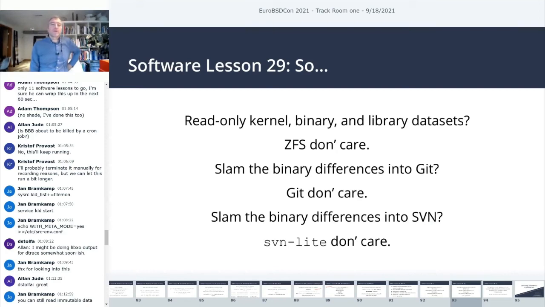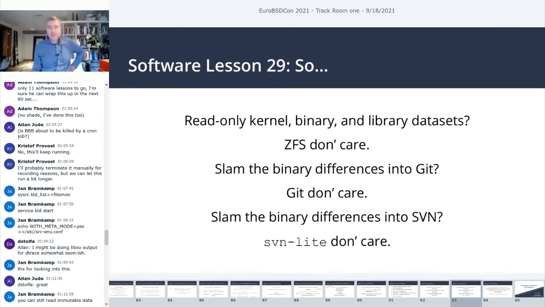What if you had a read-only kernel data set and a binary data set like bin, sbin, you name it, libraries that are all from upstream? ZFS don't care. It'll do it. And what if you were even to slam the binary results into Git? Git don't care. Throw it into SVN. SVN don't care. And wow, there's a tool for checking out SVN in base.